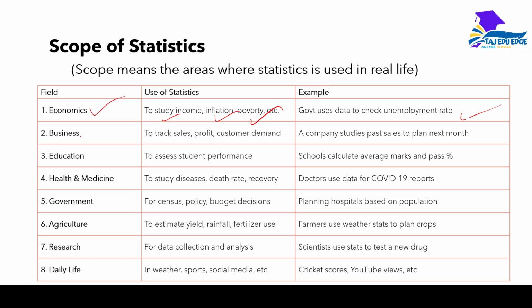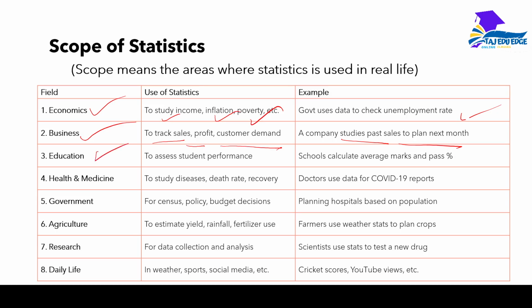Next, application of statistics in business to track sales, profit, customer demand, everything. A company studies past sales to plan the next month's sales. How were the sales in the past month? How are the sales going currently? What can be the sales in the future? What can be the demand for the product in the future? All those can be decided and planned properly based on the statistics available.